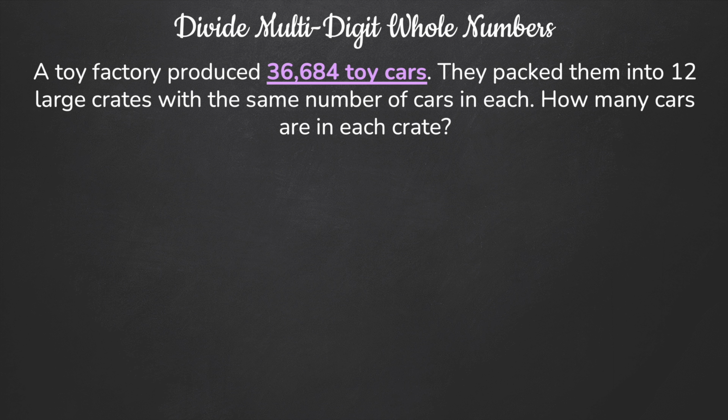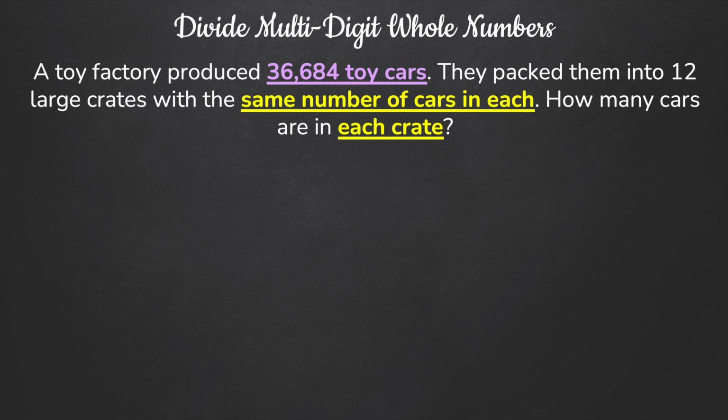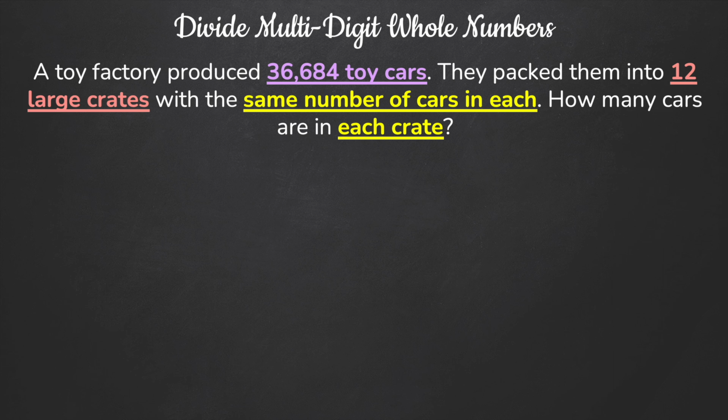So we know that we have 36,684 toy cars in total. And we're going to take these cars and put them in 12 crates. We know that we're going to divide because we're going to have the same number of cars in each crate, and we need to figure out how much each crate is going to have. So we're splitting up the toy cars among these 12 large crates.